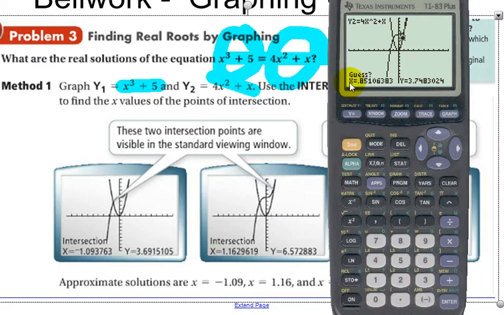And it gives us, there it is. The x-intersect on the right-hand side, right up there, is 1.1629619, and y is equal to 6.572883. Now, for your homework, unless they tell you to write 6 decimal places or however many that is, you can round to 2 decimal places. So you could do 6.57, or you could do 6.6, and I would still give that to you.